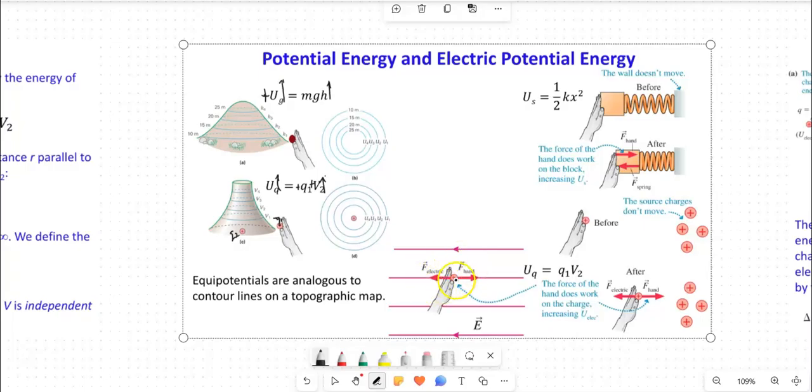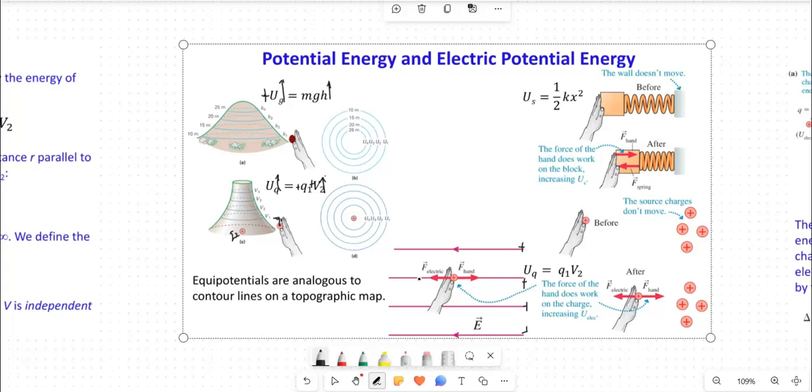Similarly, with electric fields, if you have a positive charge, and that means you have positive plates over here, since the electric field is pointing to the left, you would be pushing this positive charge uphill with your hand, and the electric field would be trying to push it downhill. Okay, so all of these things are really the same concepts.